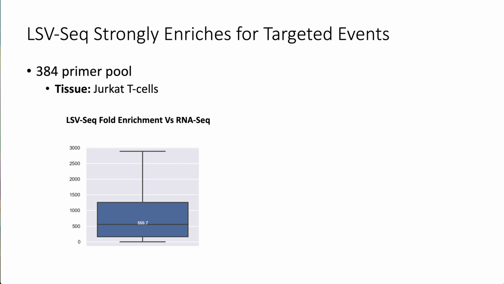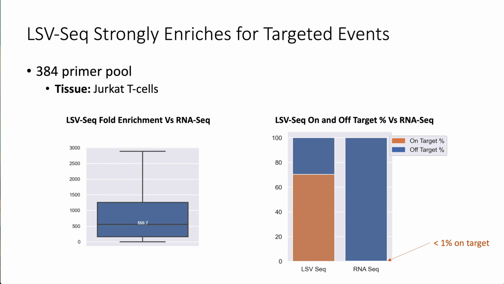The current best version of the protocol was demonstrated in a pool of about 400 primers in Jurkat T cells. Here, we observed the relative fold enrichment of each targeted event in LSV-Seq compared to RNA-Seq, with a median of over 500-fold overall. Another metric we looked at is the percent of the total library mapping to target events, which is about 70% for LSV-Seq, while it is just a fraction of a percent for RNA-Seq.